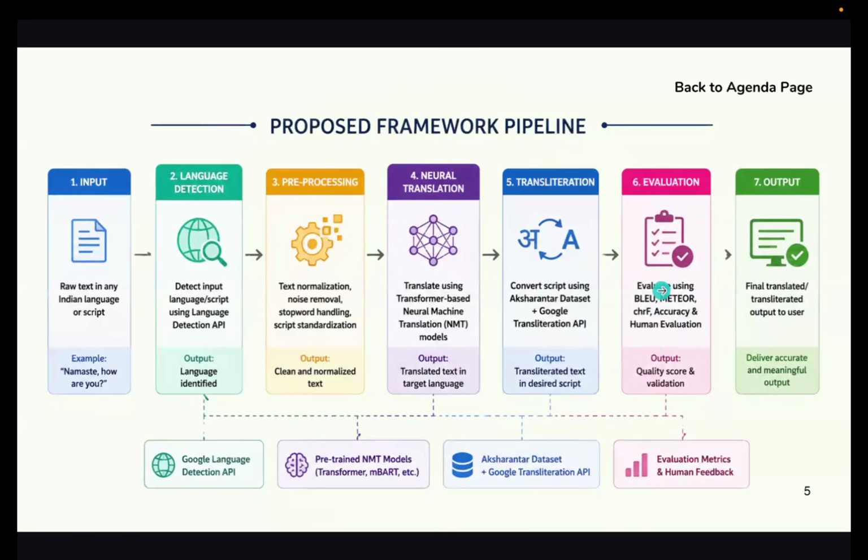So the main objective is the framework follows a simple pipeline. First, the input language is detected. Then the text is processed and normalized. The translation is performed using transformer-based neural machine translation models. After translation, the transliteration is carried out using the Akshantar dataset and Google Transliteration API. Finally, the output is evaluated before being presented to the users using BLEU, METEOR, and chrF.